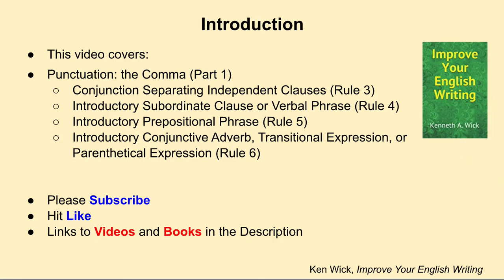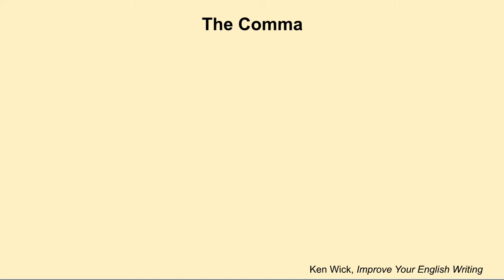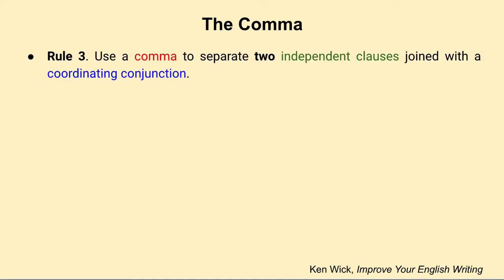So let's get to it. Part 1 of the comma and rule number 3: use a comma to separate two independent clauses that are joined with a coordinating conjunction.